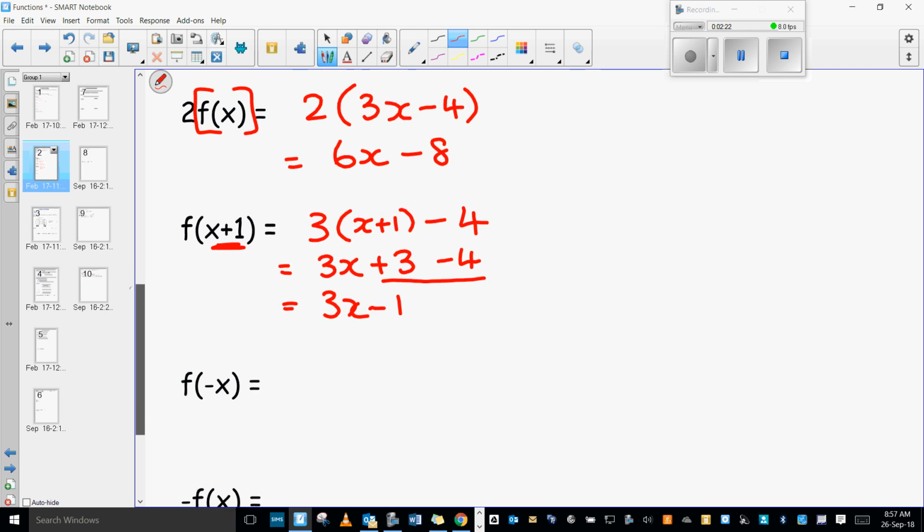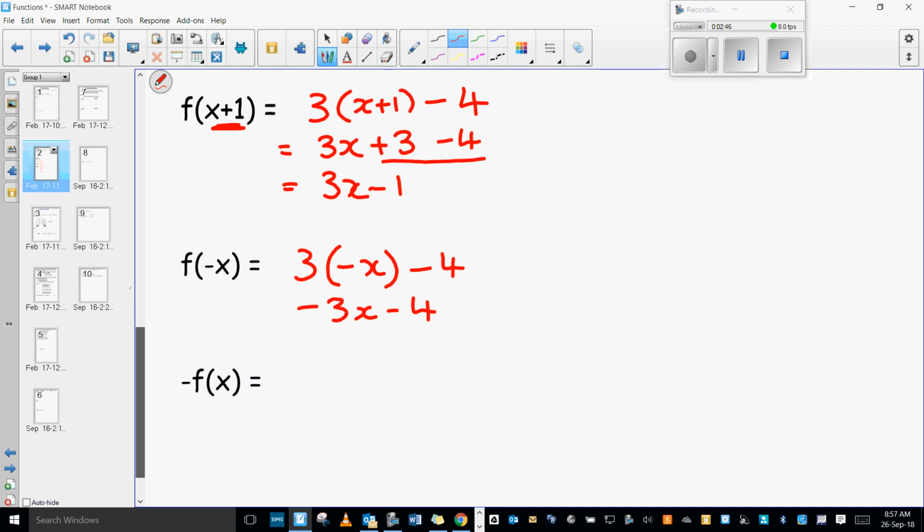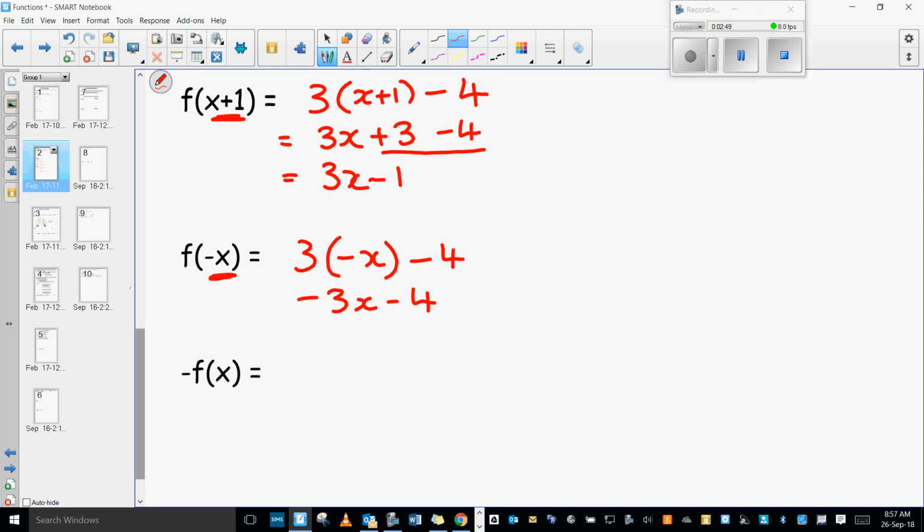And hopefully you're getting the theme now. So each time we're replacing the original x with whatever is now in the bracket. So for this one, we've got 3(negative x) minus 4, which is negative 3x minus 4. Do be careful. Here, I've got negative x. I put it in a bracket because sometimes if people don't and they just write this, they may start thinking that that's a takeaway x. So don't do that. Always try and put your substituted thing in a bracket so you know that you're multiplying.